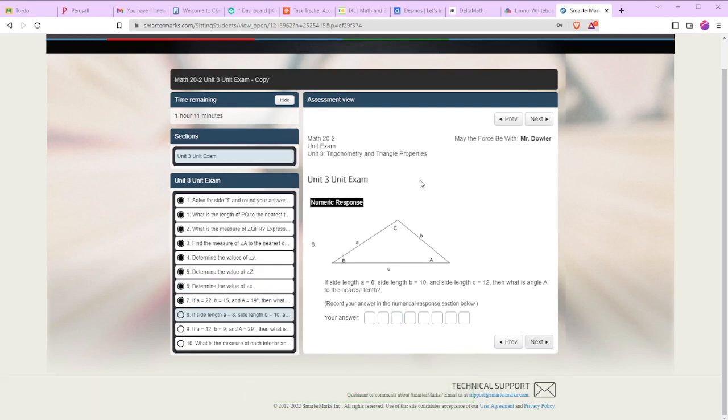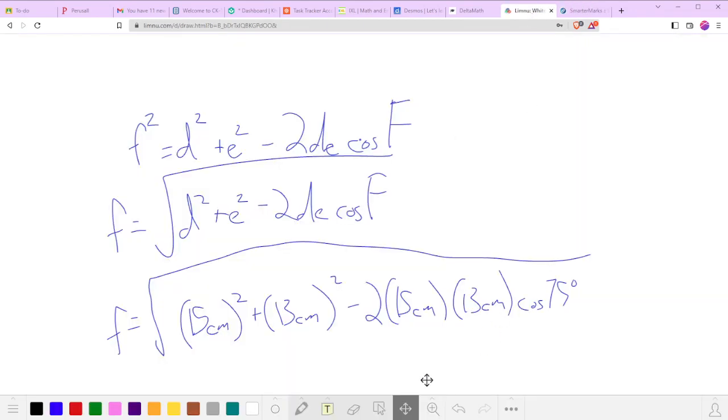So number 8, we are given the 3 side lengths. What's angle A to the nearest tenth? So this is side, side, side. This is the cosine law, but we're going to have to do some manipulation.